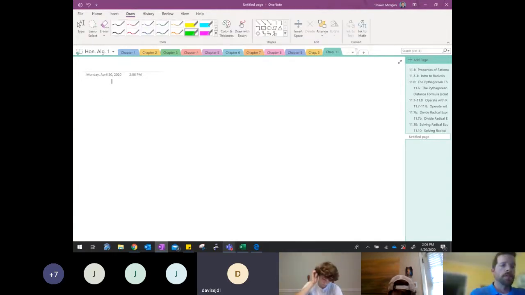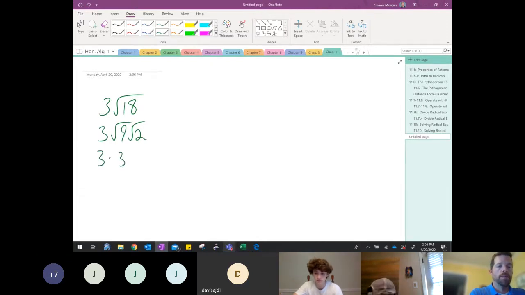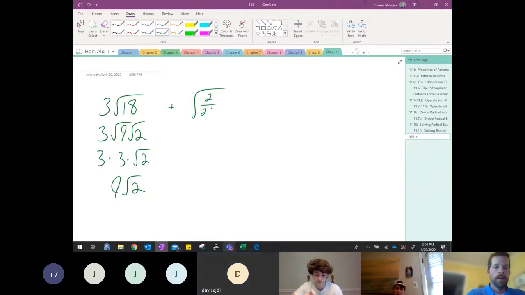21, 3 radical 18. So to start with, 3 radical 18 needs to be simplified. You can pull out a 9. And that's going to be 3 times 3 times the square root of 2. So that's going to be 9 square root of 2. That's the first thing. And then 2 over 25. Square root of 2 over 25. All right, so that's going to be radical 2 over radical 25, which is radical 2 over 5, which technically we could also look at as 1/5. I don't know if you guys look at it that way, but 1/5 times the square root of 2.